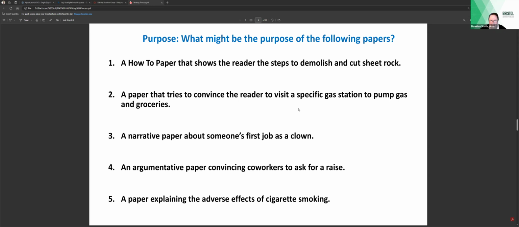I have heard on several occasions that this job is really tough, actually. There's a lot of things that can go wrong. So probably a paper like this might be a combo of entertain and also inform.